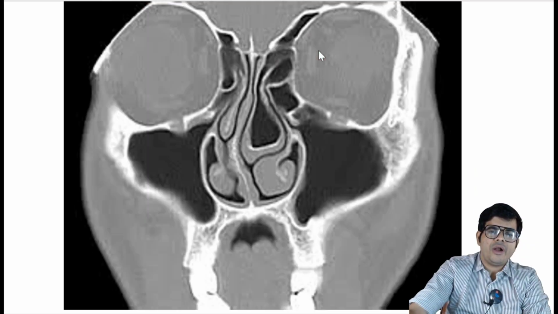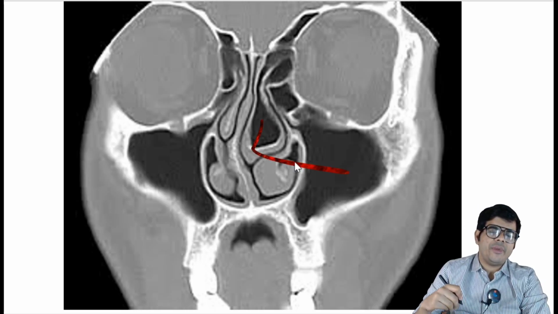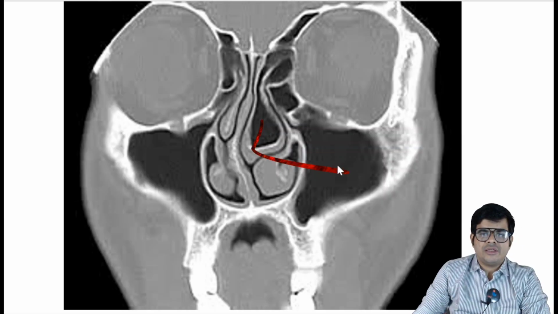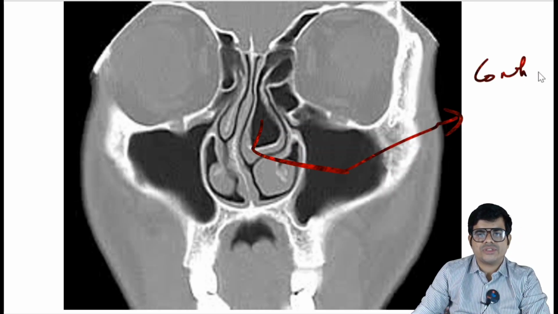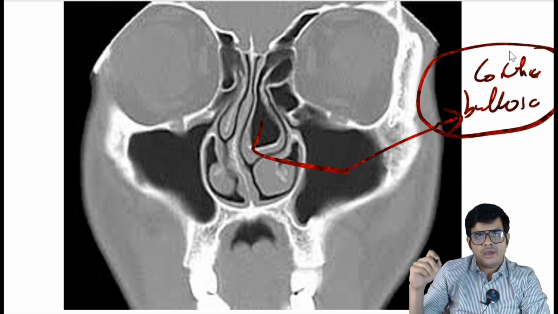Now what do you see here? You can see that the middle turbinate is air filled, right? This is an air filled middle turbinate. This is what is meant by a concha bullosa. Okay, this concha bullosa can also mimic a nasal polyp.